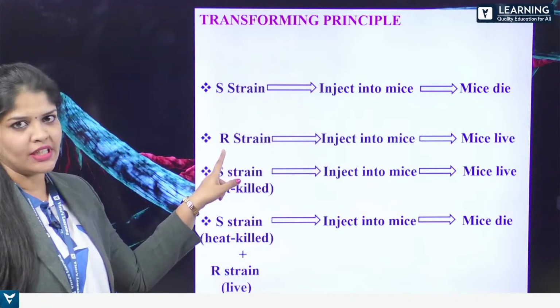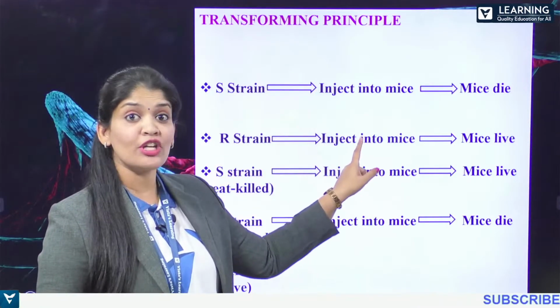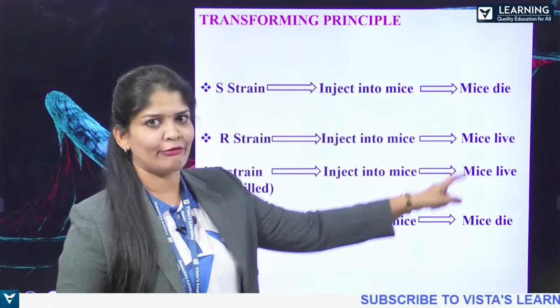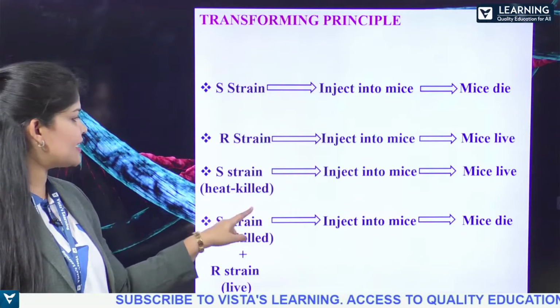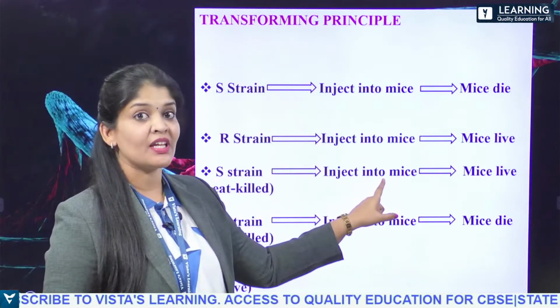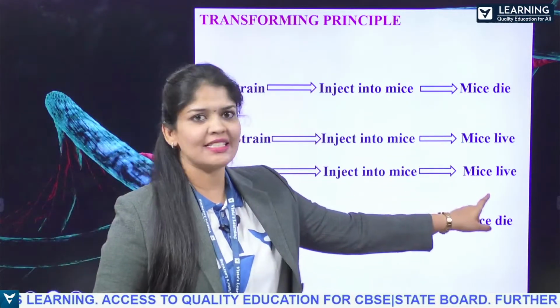Now, R strain injected into mice does not produce pneumonia; the mice live. Next, he took the S strain but gave it a heat treatment. So, heat-killed S strain injected into mice is not able to produce pneumonia; the mice live.